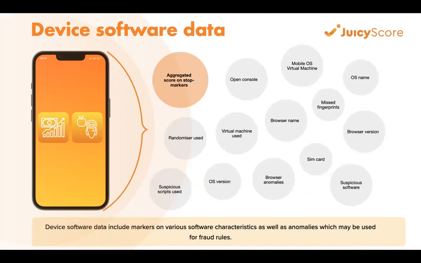Device software data includes markers on various software characteristics as well as anomalies which may be used for fraud rules. The browser that they are using, whether they have an open console, the OS that they are using, the browser version, even any suspicious software that is installed in the device, influences the whole aggregated score on software markers.